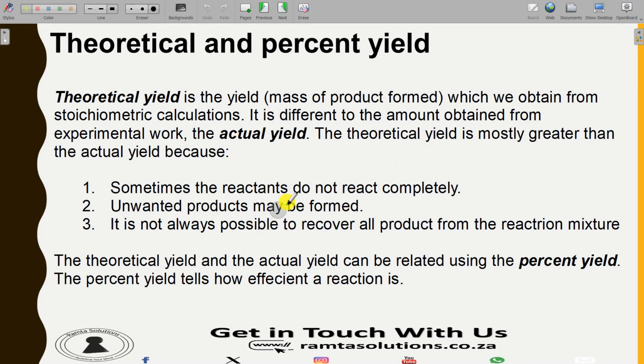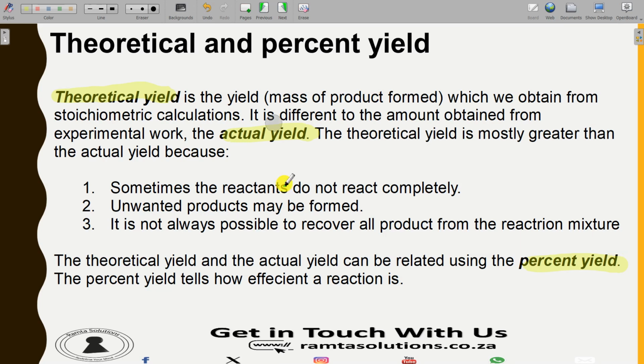So we can relate the theoretical yield and the actual yield by using the percent yield. The percent yield will tell us how efficient a reaction is. So if you are a manager of a chemical plant, when your engineers are designing a plant and you're getting a percent yield that is very low, you know that that is not a process that you should embark on.